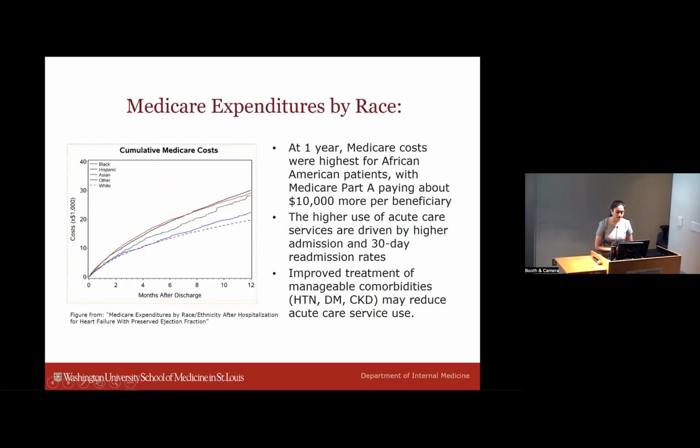Medicare expenditures by race after hospitalization for heart failure is another landmark trial which focuses on the cost burden of these disparities. At 1 year, Medicare costs were highest for African American patients, with Medicare Part A paying about $10,000 more per beneficiary. You can see this in the graph depicted. The African American population is depicted in the black line, and the Caucasian population is depicted in the dashed line. As you can see, the discrepancy is about $10,000 more for African American patients compared to Caucasian patients. The higher use of acute care services is driven by higher admission and 30-day readmission rates. Improved treatment of manageable comorbidities may reduce the repeated use of acute care services in this population.